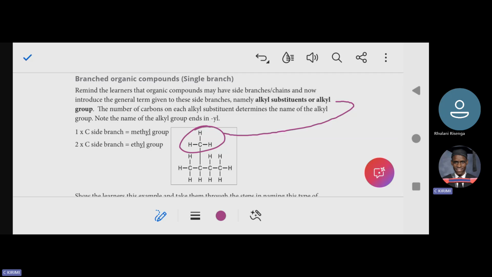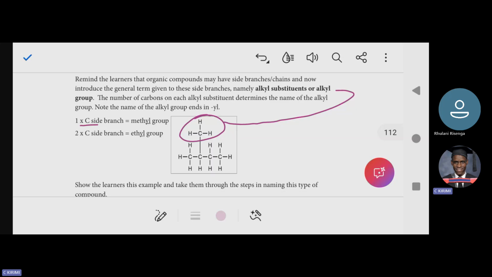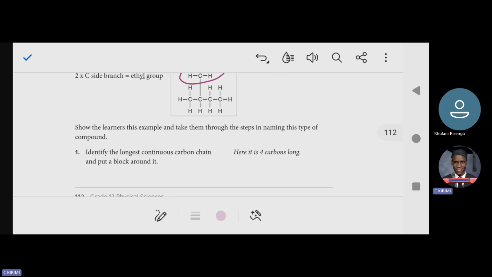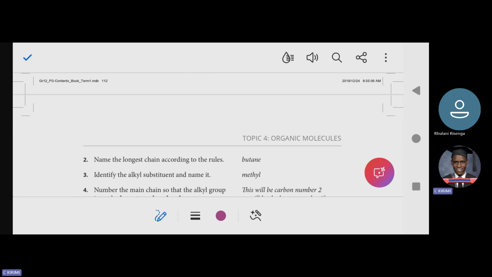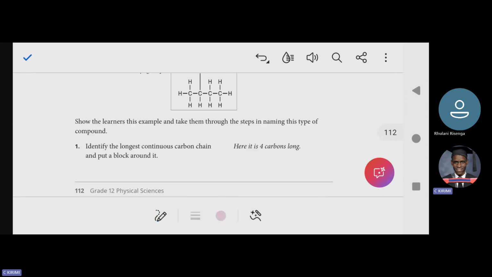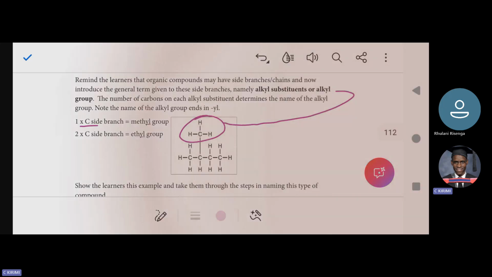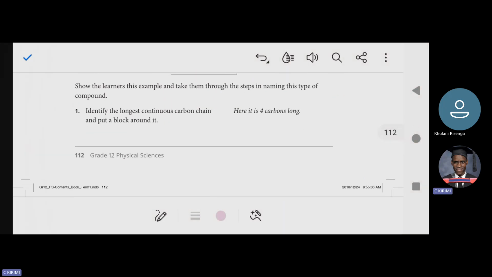So here, if you check, if it's one carbon, which means it's a methyl group. If there are two carbons in the side branch, which means it's an ethyl group. Okay, like what we mentioned earlier. So in this one here, the longest carbon chain has 4 carbons, which is very easy to notice. Then they are asking what is the alkyl substituent, which was the methyl. So the alkyl substituent is this methyl, which I highlighted, since it's having one carbon, the methyl group.